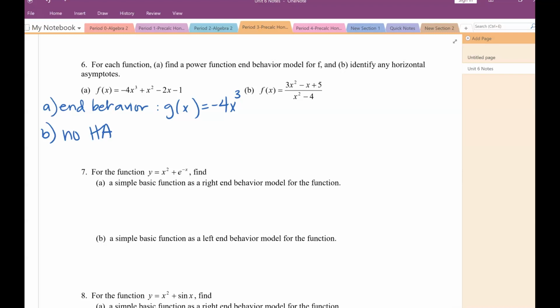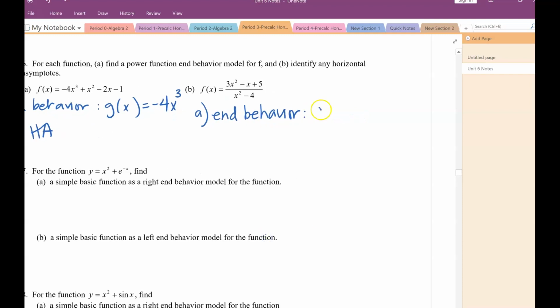B, similarly, is now a rational function. Do we have an end behavior model? What's the dominant term on the numerator? 3x squared. What's the dominant term on the denominator? X squared. Can we reduce? Good. So your g of x is going to be? 3. That is your end behavior model.